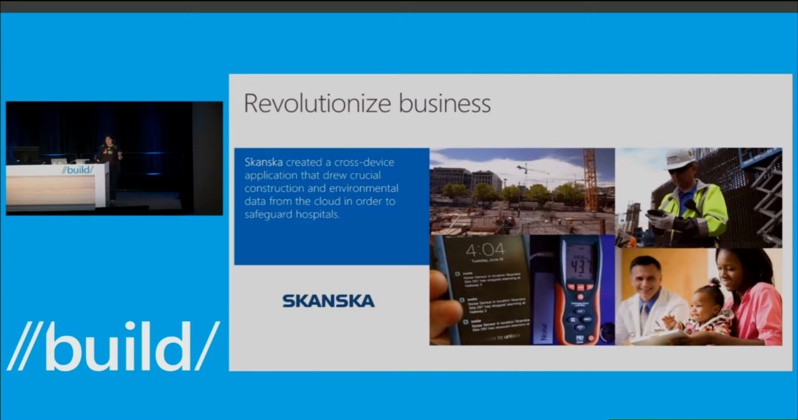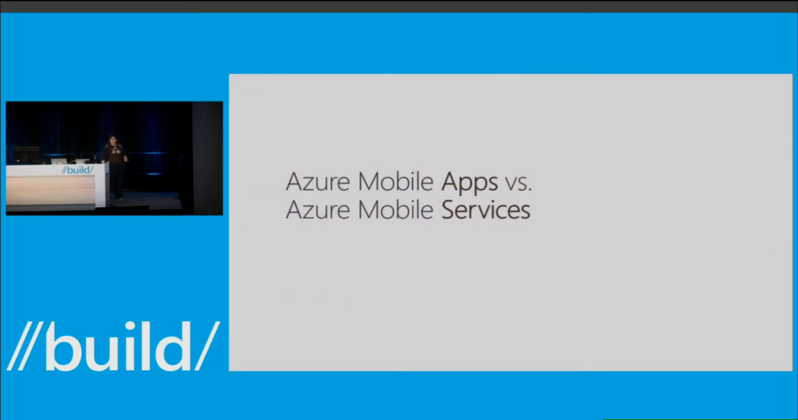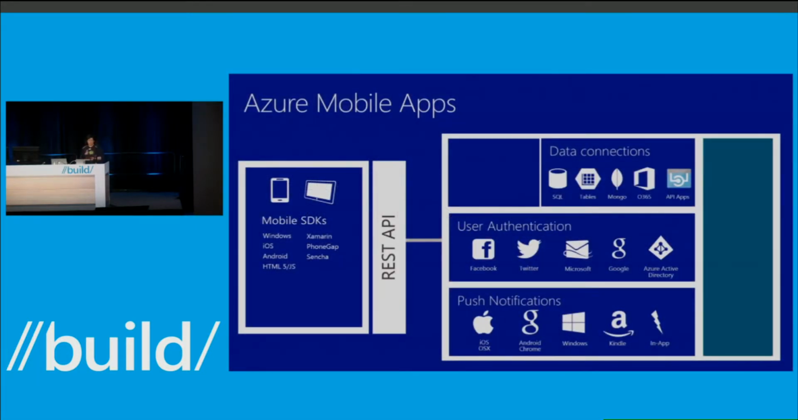Not to mention it saved time, because then the workers didn't have to constantly go and check meters. Now the information is getting pushed to their phone for them. So that was about mobile services. And I said the new thing is Azure mobile apps, so what's the difference? And fortunately, a lot of you are familiar with mobile services.